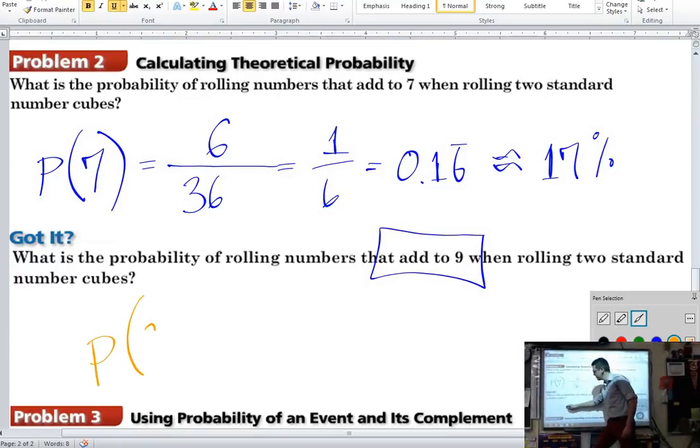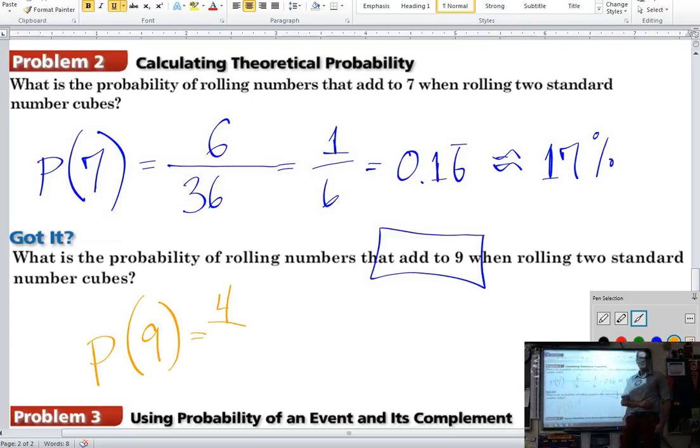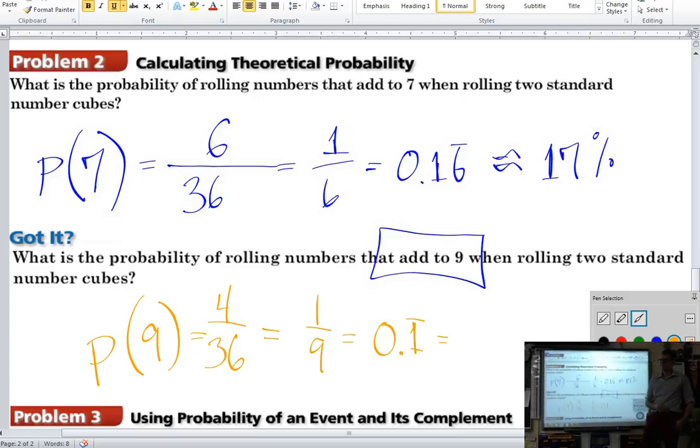So probability of 9 is 4 out of 36, which is 1/9, which as a decimal would be point a lot of 1s. So it becomes approximately 11%.